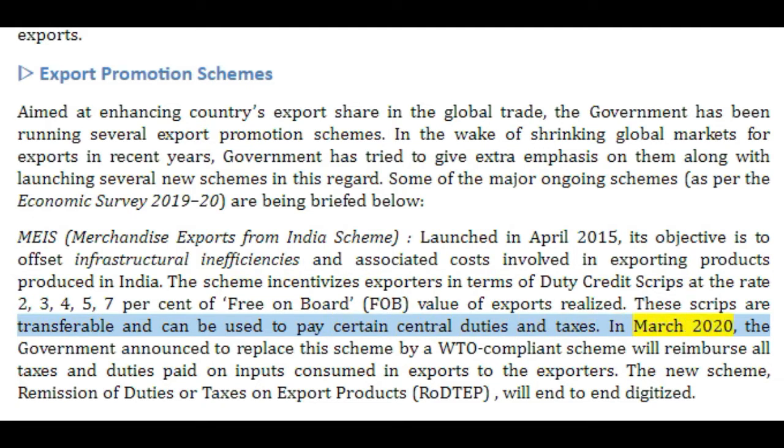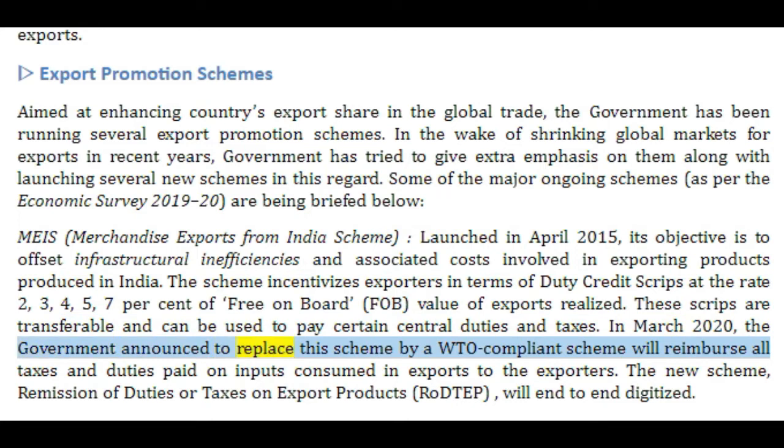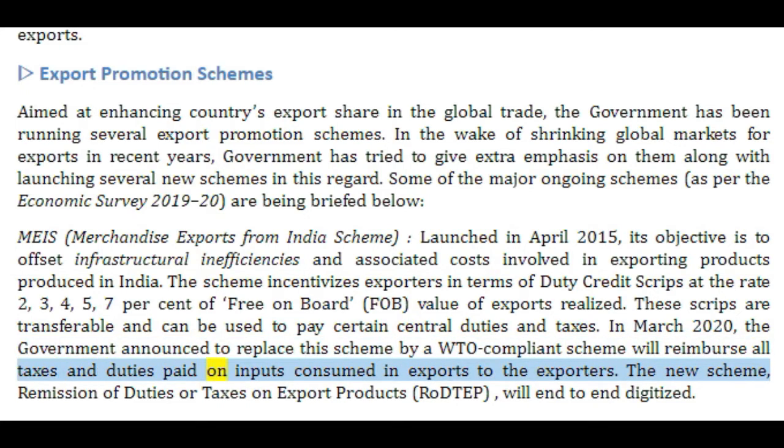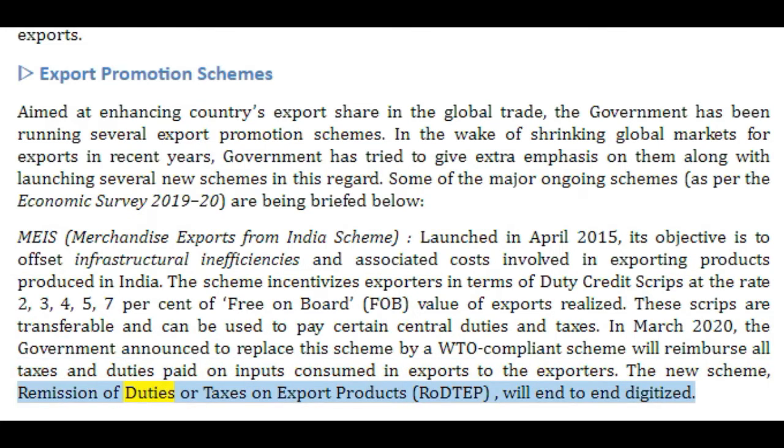In March 2020, the government announced to replace this scheme by a WTO-compliant scheme that will reimburse all taxes and duties paid on inputs consumed in exports to the exporters. The new scheme, Remission of Duties or Taxes on Export Products, RoDTEP, will be end-to-end digitized.